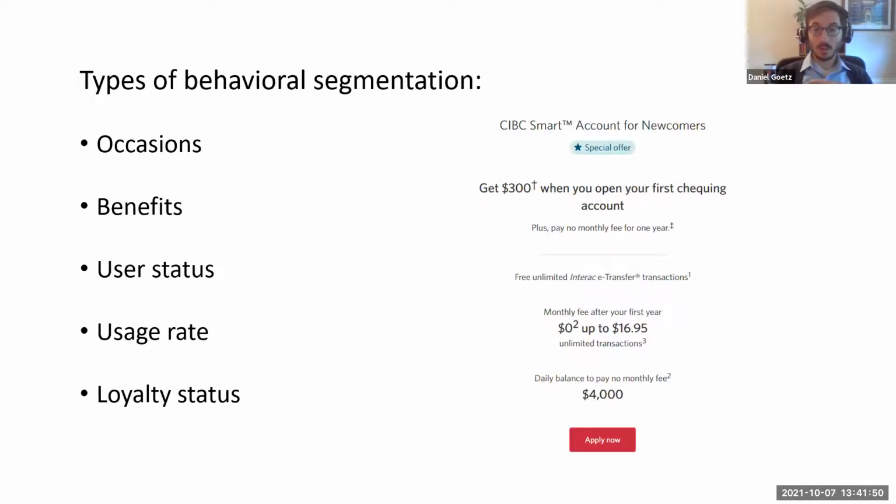Let's take a look at another product. So here we have on the right a promo for opening a CIBC bank account. Okay. So when you open your first checking account with CIBC, they tell you we'll give you $300 plus no monthly fee for 1 year, unlimited transactions. And if you keep a balance of $4,000 in your account, then you won't pay any monthly fee as long as you keep that $4,000 in the account. Okay. What kind of segmentation is CIBC doing here?